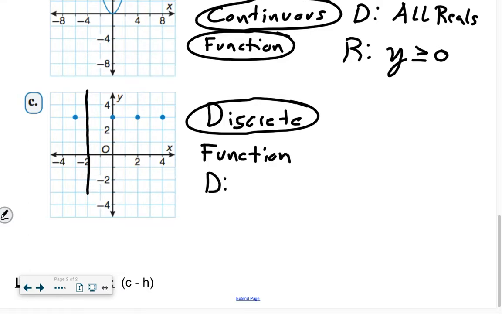How about the domain? -3, 0, 2, and 4. Again, domain are our x's. Where do we have some x's at? Well, I have an x there at -3, 0, 2, and 4. Where are my y's at? 3? Any others? Nope. Because they're all 3.